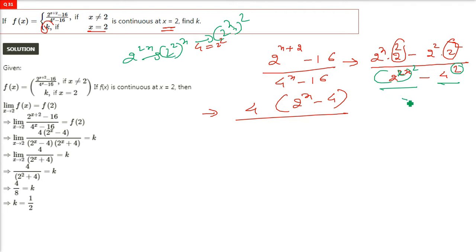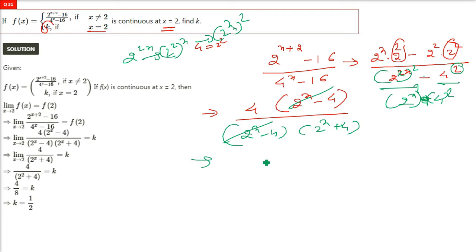A square minus b square it has become. So a minus b. A is 2 raised x, b is 4. So a plus b, a minus b you can use, because it is a square minus b square now. So 2 raised x minus 4, 2 raised x plus 4. Why we have done this? Because we can cancel these two things. Now let us apply the limit. 4, 2 raised x plus 4.